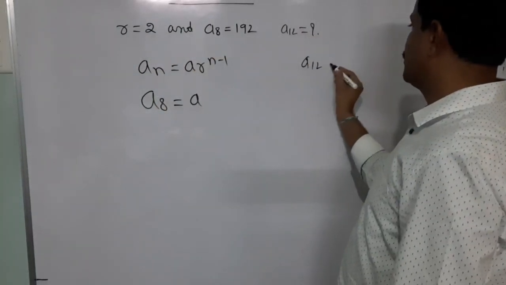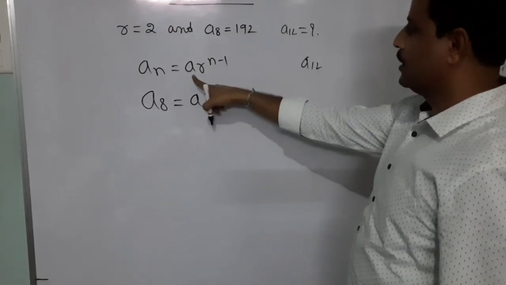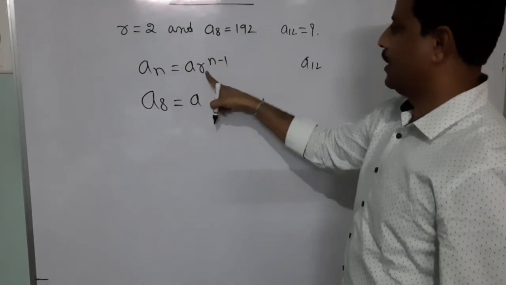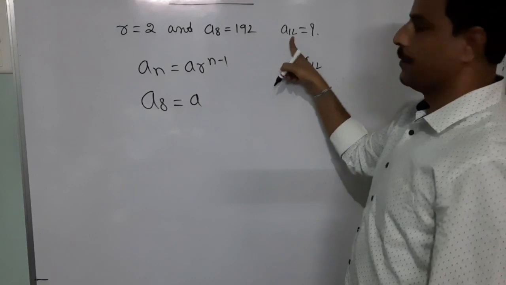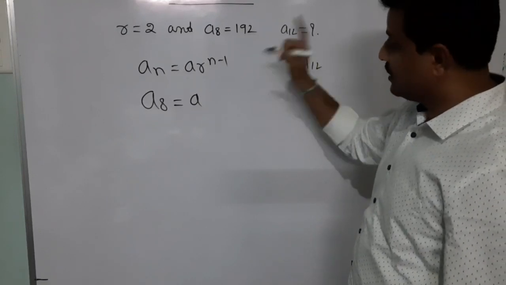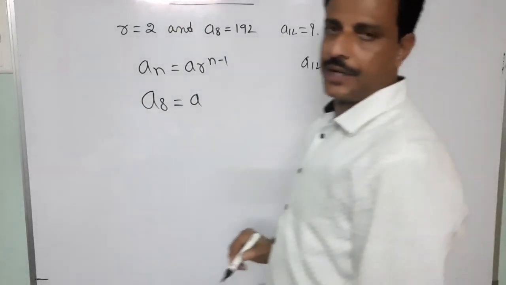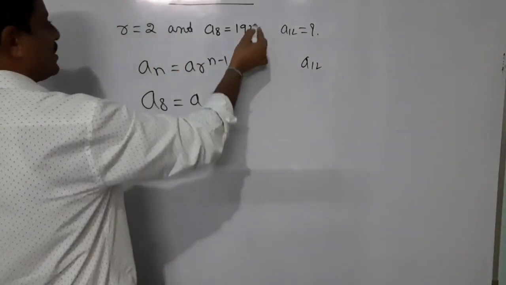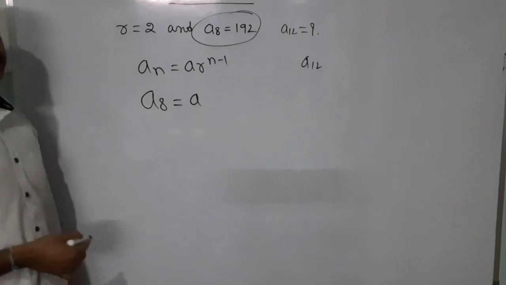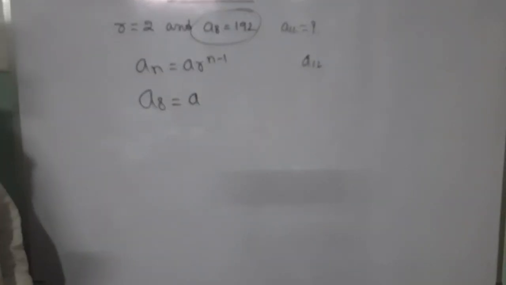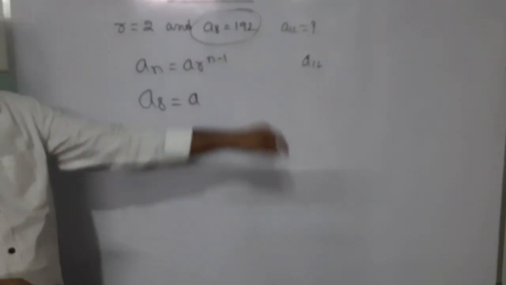A12 is equal to? We have to find out. A is not given, R is given, N is given, N is equal to 12. So you should find out the value of A. So use this condition: A8 is equal to 192.